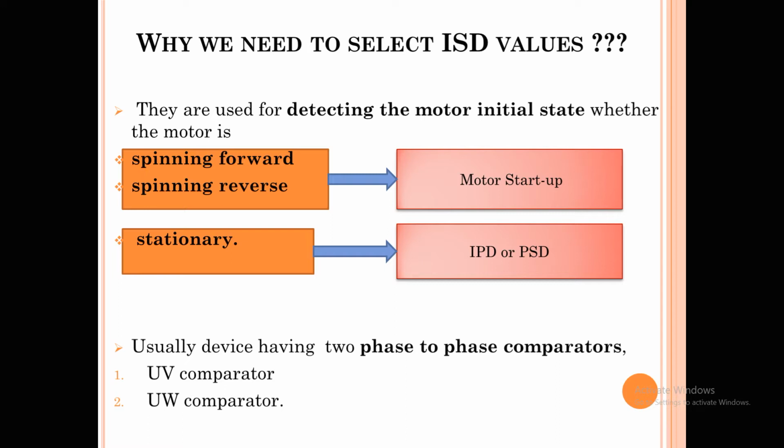If the motor is in a running condition, how does the device find that the motor is running, and how does it justify whether the motor is running or still in a stationary condition? What we usually have are two phase-to-phase comparators. As you might be aware, a comparator compares two different phases. There are three phases in our motors, so how will it work?